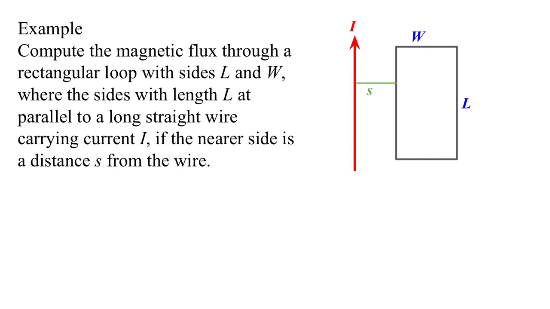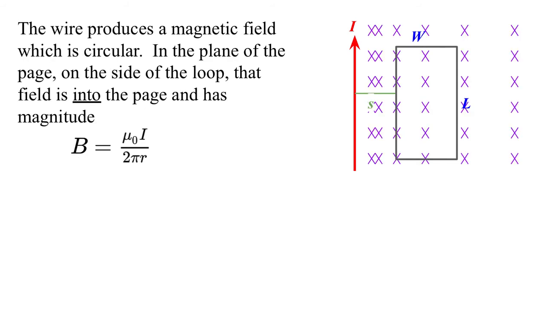Let's do an example. Compute the magnetic flux through a rectangular loop with sides L and W, where the sides of length L are parallel to a long straight wire carrying current I, if the nearer side is a distance s from the wire. So this setup. The wire produces a magnetic field which is circular. In the plane of the page at the loop, that field is into the page and has magnitude, remember, mu naught I over 2 pi r. Remember that from last chapter, I hope. Of course, since r is changing, B will change over the space of the loop.